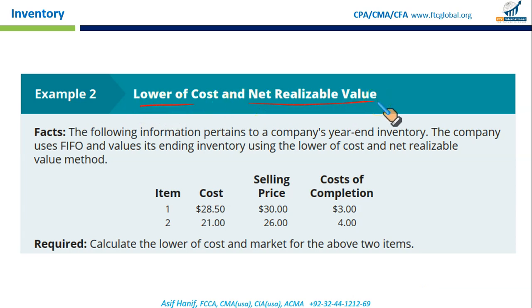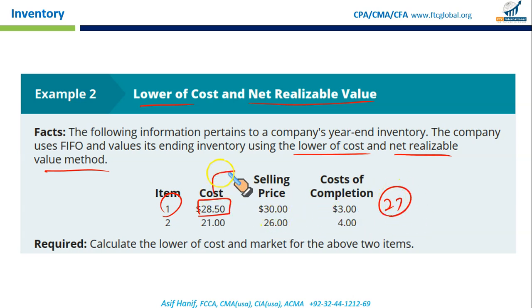value. So the following information pertains to a company's year end inventory. The company uses FIFO and values its inventory using the lower of cost and net realizable value. So we have two items. Calculate the lower of cost and market for the above two items. So if you just look at item 1, our cost is 28.5, NRV is 30 less 3, 27. So we take the lower of these two. So for item 1, the lower price is 27. That would be the value of your inventory.